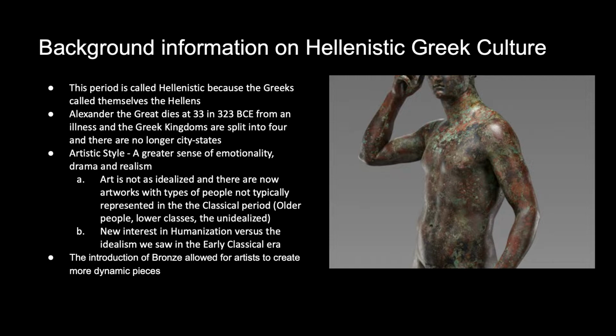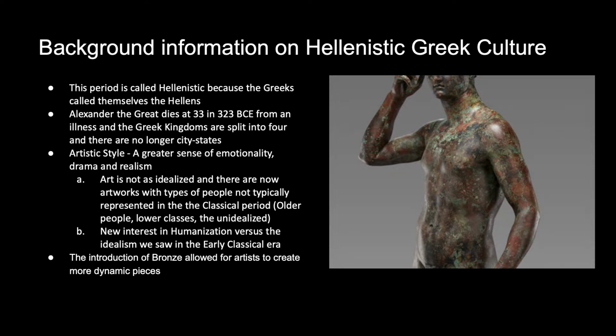All right, just some background information on the Hellenistic Greek culture, really quick. This period is called the Hellenistic because the Greeks called themselves the Hellenes. The Hellenistic era kind of occurs when Alexander the Great dies at 33 in 323 BC from an illness, and the Greek kingdoms are then split into four, and they're no longer city states.